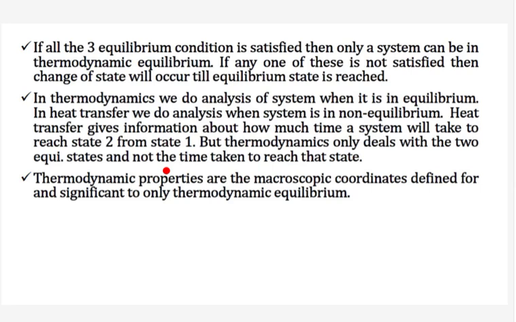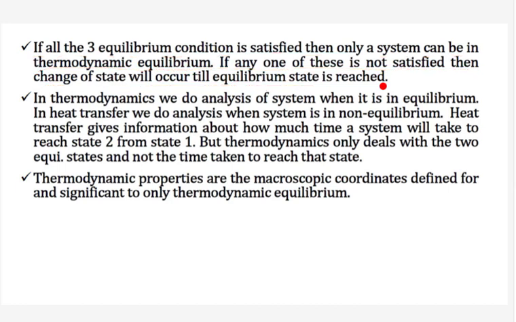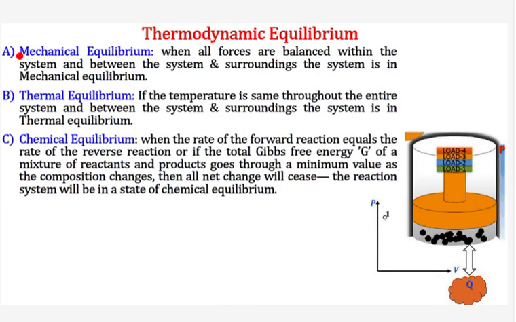Last lecture we studied thermodynamic equilibrium, right? So we studied that if all three equilibrium conditions are satisfied, then only a system can be in thermodynamic equilibrium. And if any one of these is not satisfied, then a change of state will occur till the equilibrium state is reached. We saw the three thermodynamic equilibria: mechanical equilibrium, thermal equilibrium, and chemical equilibrium.